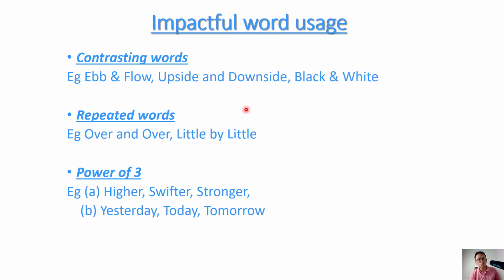Okay, impactful words such as contrasting words, repeated words, and power of 3. Contrasting words, you see, whenever there is this thing called upside and downside, there's an upside and a downside. There's a black and there's a white. You are either wrong or you're right. You are either correct or you're wrong.